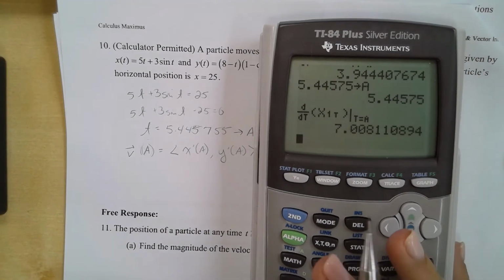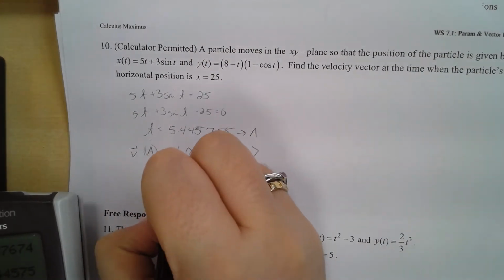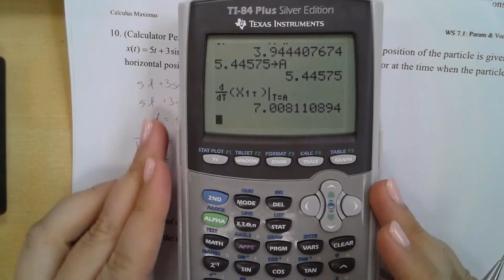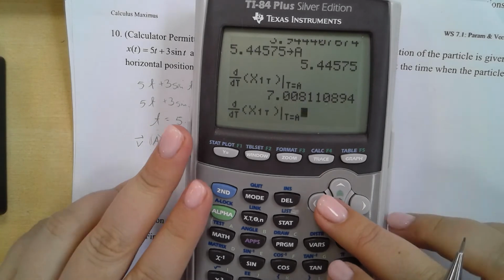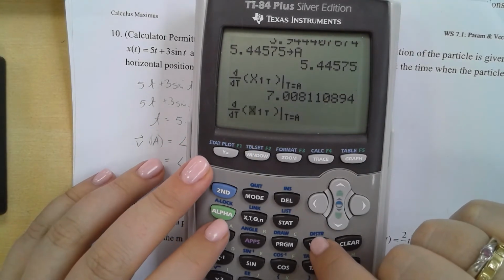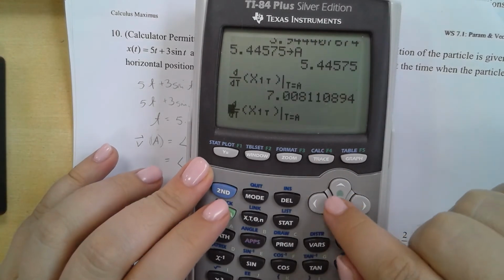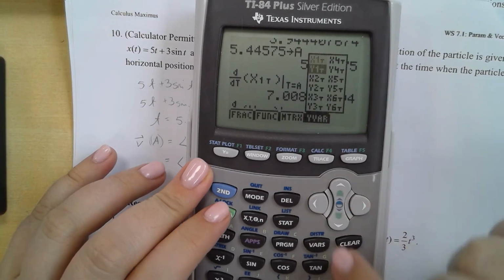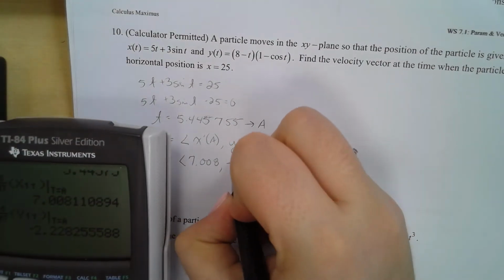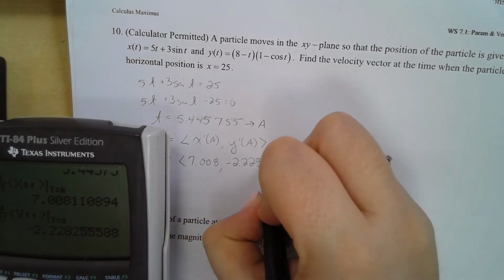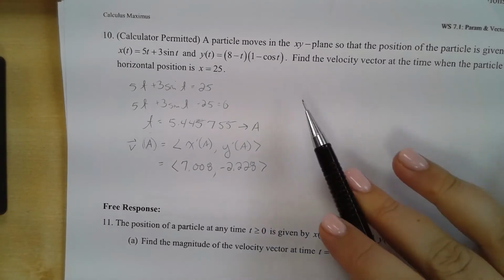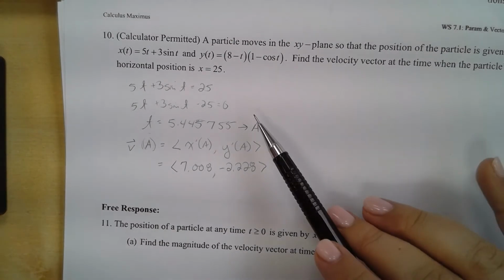And if I enter this, I get a number. So I get 7.008. There's my first value. And then I can do the same thing. I'm actually going to just copy it and change this here. Instead of having x sub 1, I'm going to do y sub 1, t. Again, evaluated at a, and I get negative 2.228. So there it is. There's actually my velocity vector at that time, alpha a.